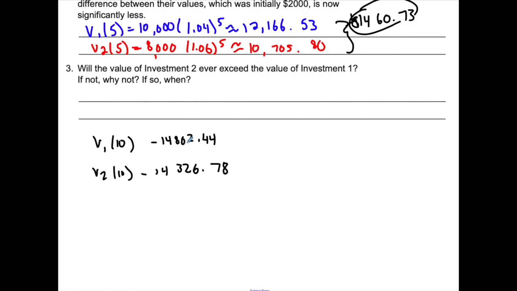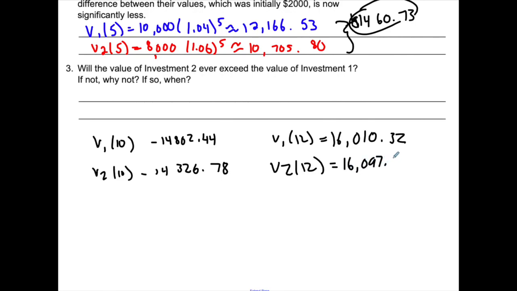Let's go for 11. Ooh, 11's pretty close. It's only about a couple $100 off. What about 12? Yep, so if you plug 12 into V1, what you get is $16,010.32. But if you plug it into V2, you get 16,097.57. Okay?